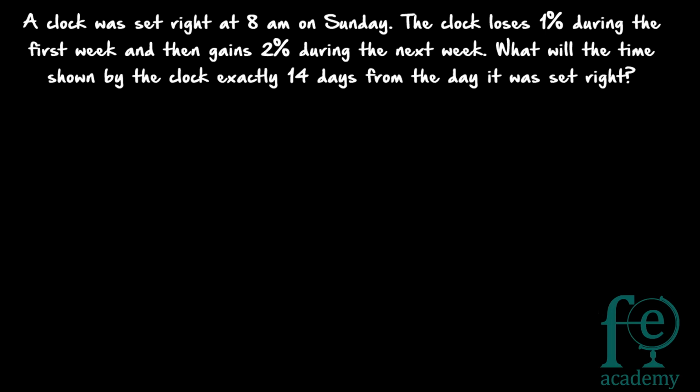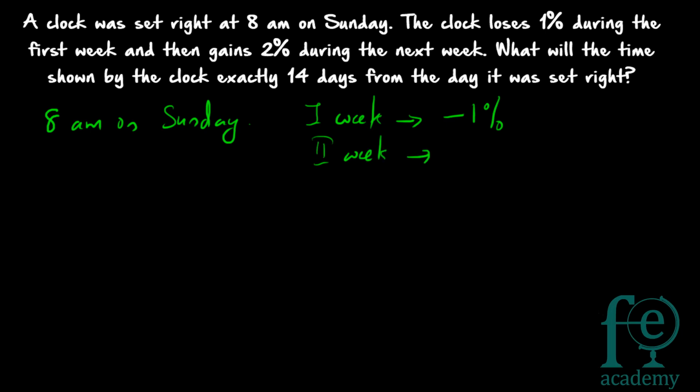So what is the given question? A clock was showing the right time at 8 am on a particular Sunday. Then in the first week, the clock loses 1%, that is minus 1%. In the second week, the clock gains 2%. Then what will be the time shown by this clock exactly 14 days from the day it was set right?